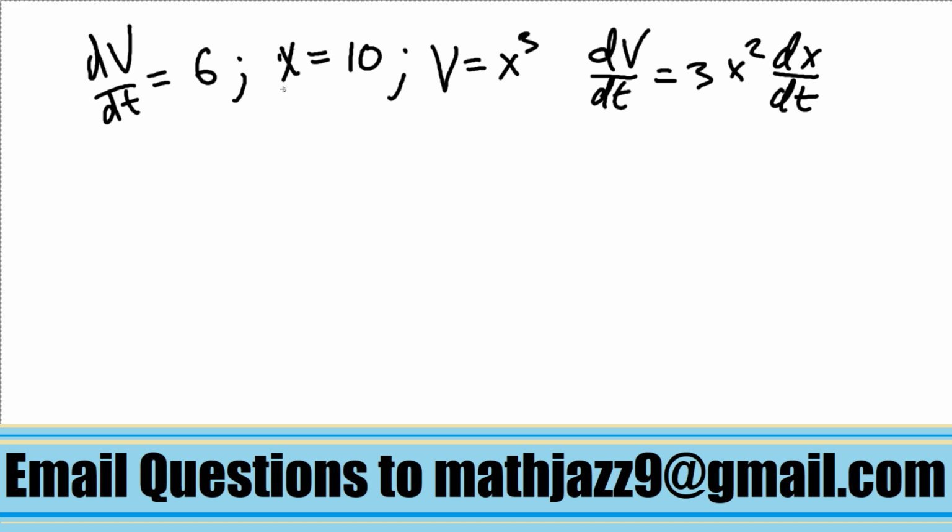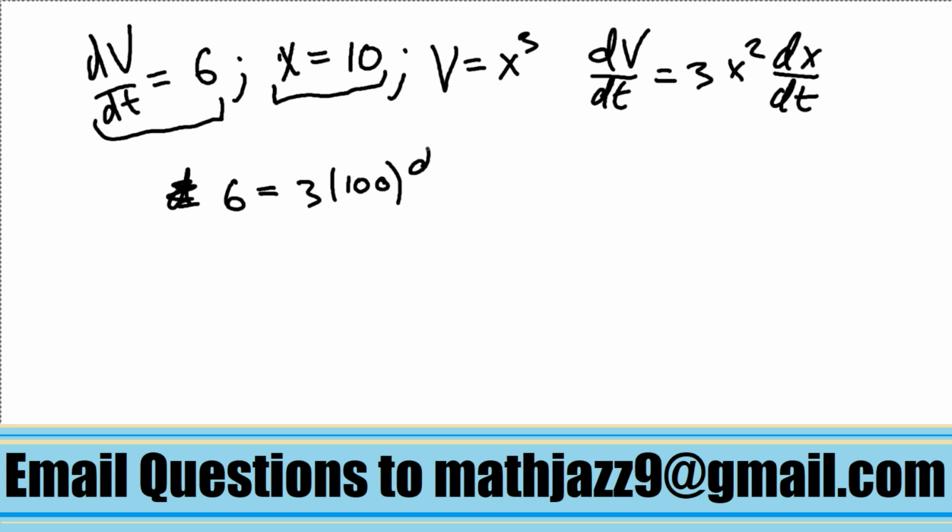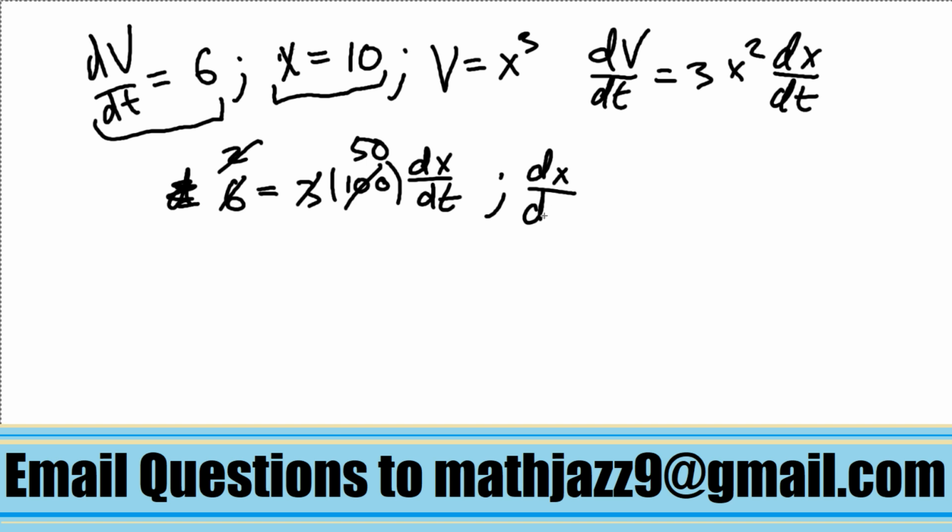And then we plug in the information we have. x is 10, dV/dt is 6. So we get 6 is equal to 3 times 100 times dx/dt. We're going to cancel a 3 from both sides, cancel a 2 from both sides. That gives us dx/dt is equal to 1/50th.